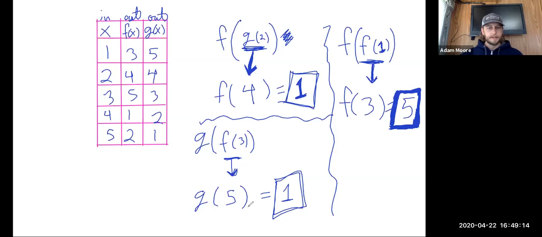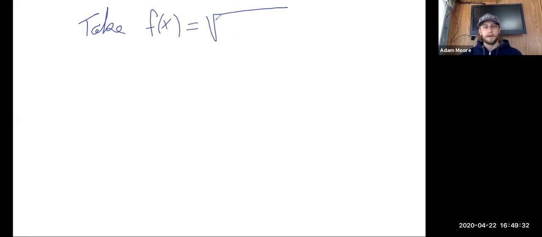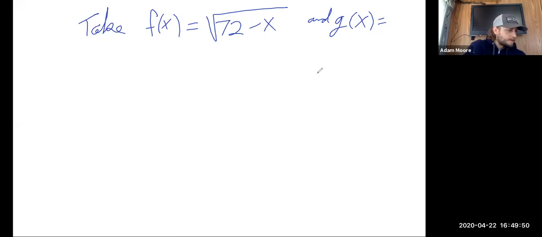If you don't mind, let's see here. Yes, okay, before we get on to the break, I wanted to talk you guys through this next deal. Check this out. Okay, take f of x equals, and then it's like all weird. It's like the square root of 72 take away x is one variant of the problem, and then g of x would be some other weird thing.